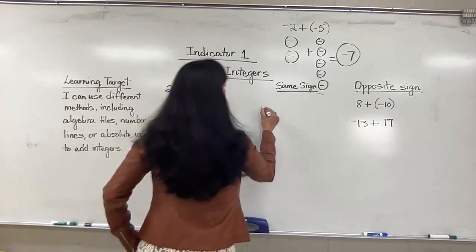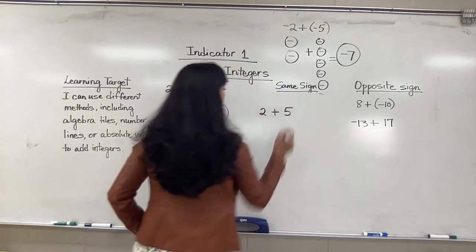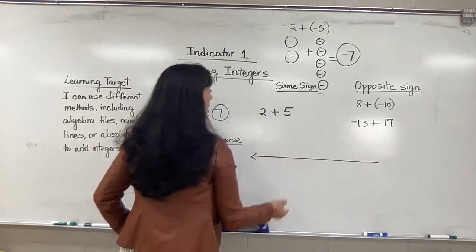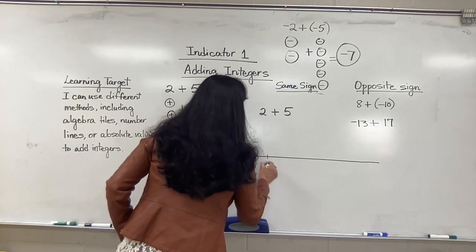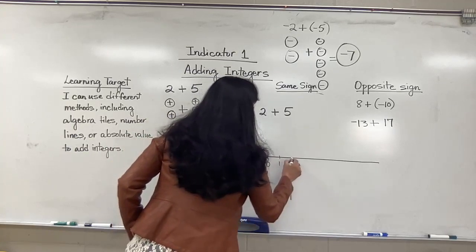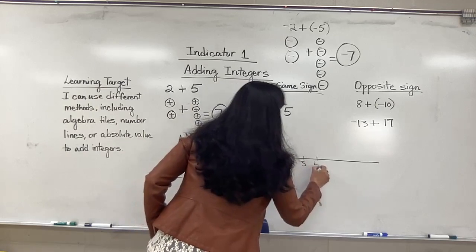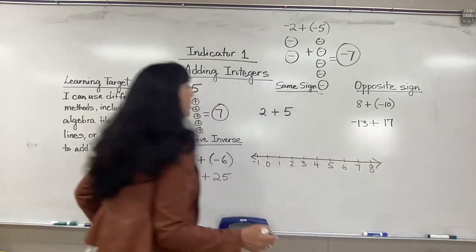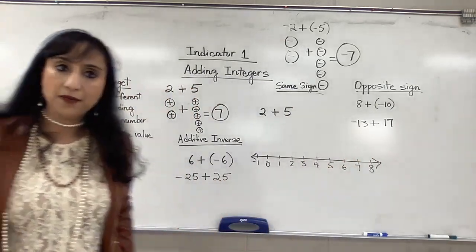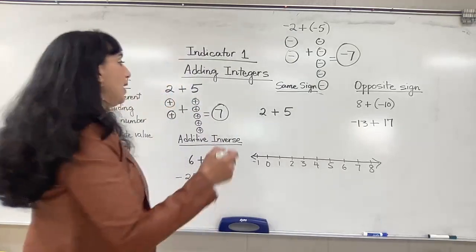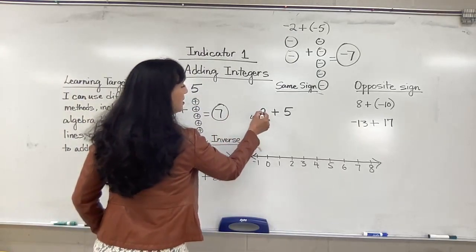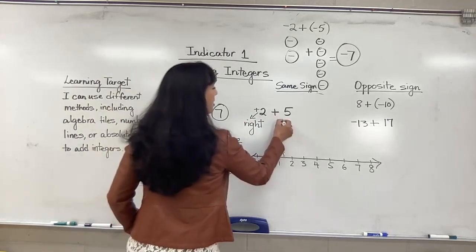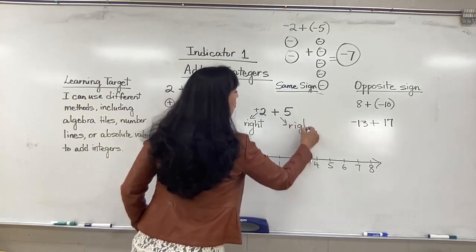So let's say I have 2 plus 5. Now on the number line, have your number line drawn out. Okay, here we go. 0, left are negatives, plus. All right. So we start at 0, and for everything plus, it's going to the right. So this means positive. The graph is going to move to the right. Again, this is plus, so this is going to move to the right.